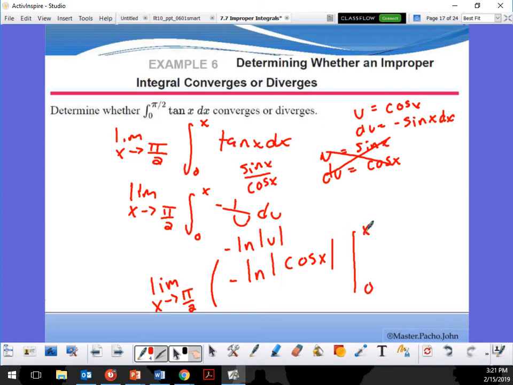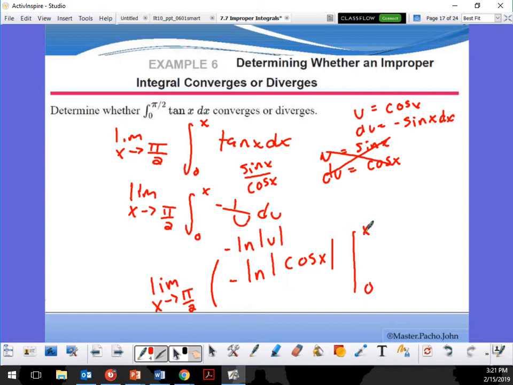Well, when we evaluated this, did we get that far, by the way? Did we evaluate our integral? Yeah. Okay, so when we evaluate our integral, are we saying it's convergent or divergent? Is the natural log of 0 defined? No. So then it'll be divergent, because this doesn't exist.